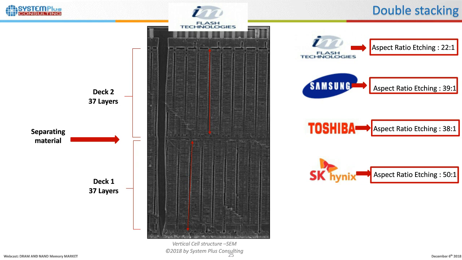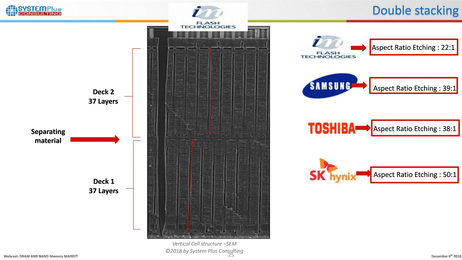So with the first deck, they stack all the layers and then create the channel holes. When they do this, their aspect ratio actually goes down. It is 22:1. So they face fewer defects with this technology. And the staircase etching is also reduced when they use this method.